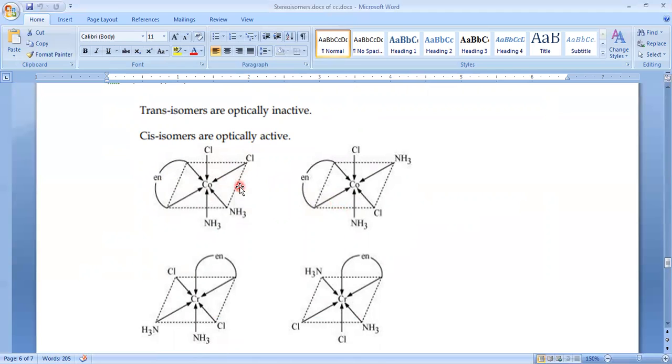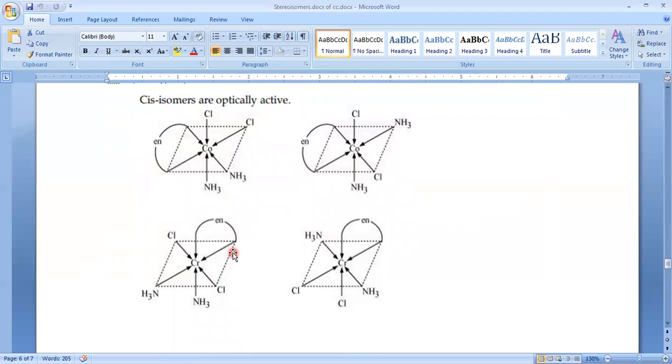If you take the mirror image of this one, what happens? The ethylenediamine orientation comes on the right-hand side. So here he generated these two by displacing the monodentate ligand positions. This is another two cis isomers, where he changed the orientation or placement of the bidentate ligand. So NH3 is on the same side, Cl is on the same side.